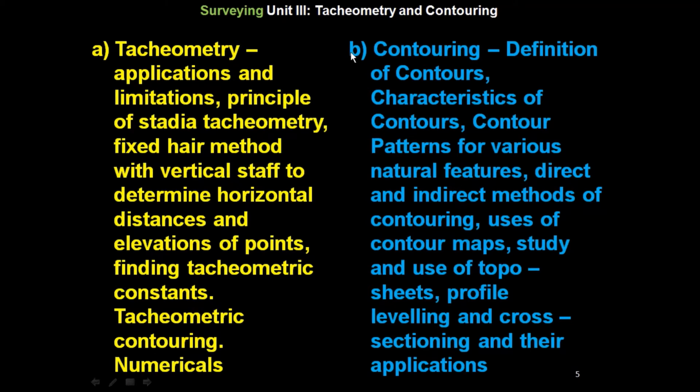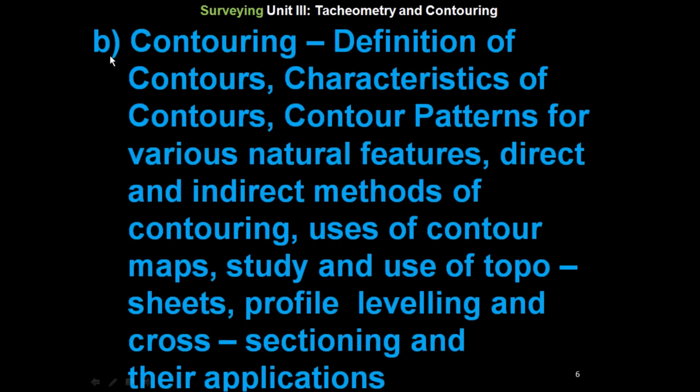Part B, contouring, which includes definition of contours, characteristics of contours, contour patterns for various natural features, direct and indirect methods of contouring, uses of contour maps, study and use of topo sheets, profile leveling and cross-sectioning and their applications. Now we will see the part B, contouring, definition of contours, characteristics of contours, contour patterns for various natural features, direct and indirect methods of contouring, uses of contour maps, study and use of topo sheets, profile leveling and cross-sectioning and their applications.